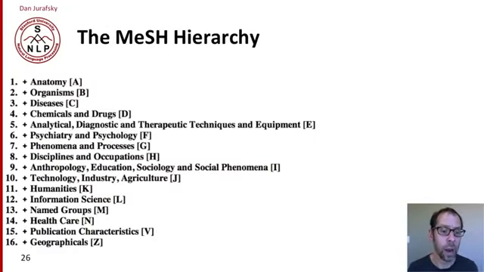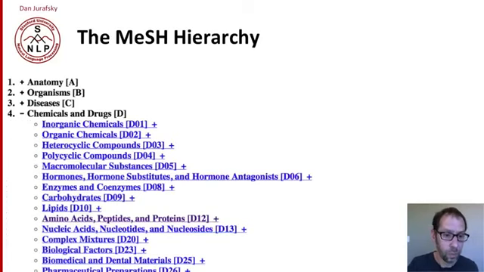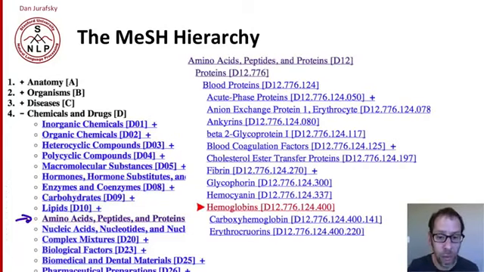So here's the MeSH hierarchy. Here are the top 16 top-level categories. We might want to look inside one of them, let's say chemicals and drugs, and inside those we might want to look inside amino acids, and if we do that, we could look inside proteins, and there's hemoglobins. So there's the hierarchy for MeSH.